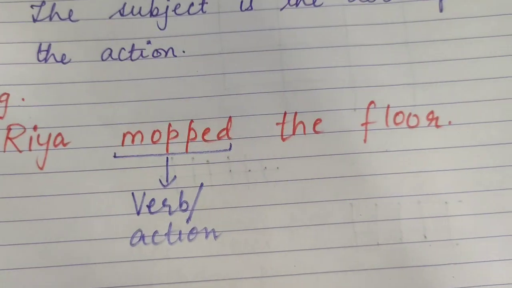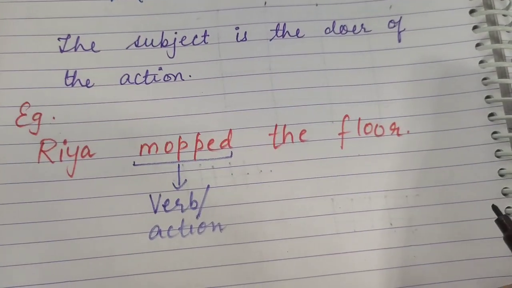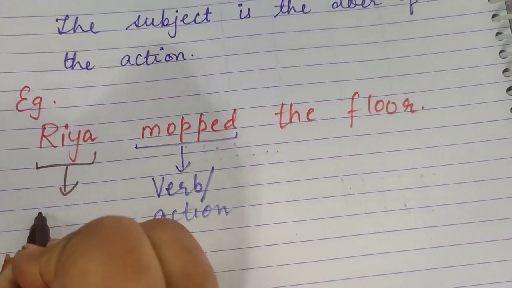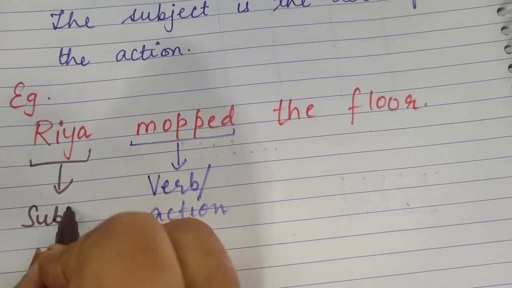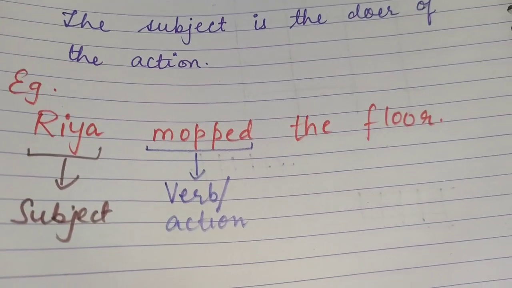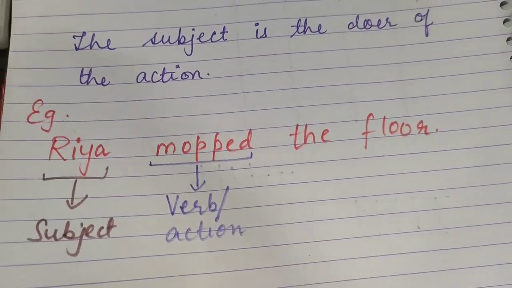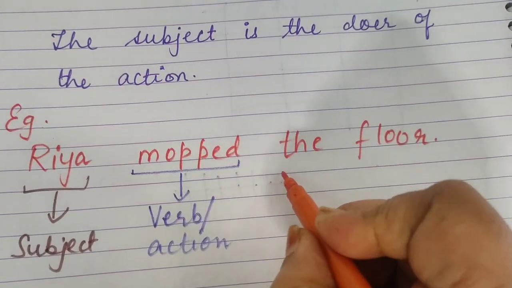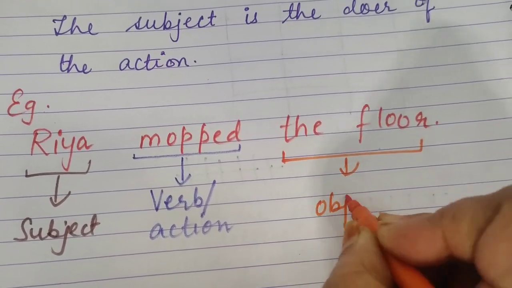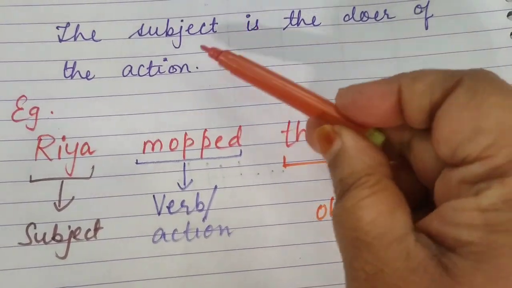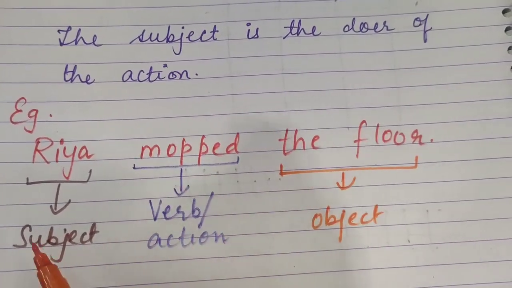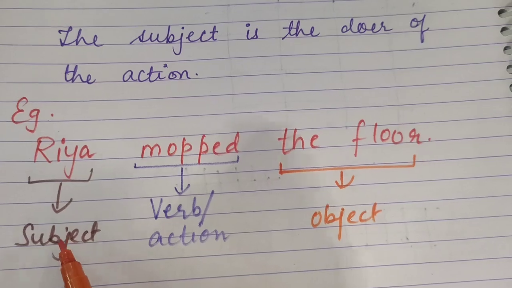Whereas, who is the subject over here? Our subject is Riya. Who has done the work or the action? That is Riya. And what is the object over here? The floor. Okay, so the subject is the doer of the action. That means the action is being done by the subject.